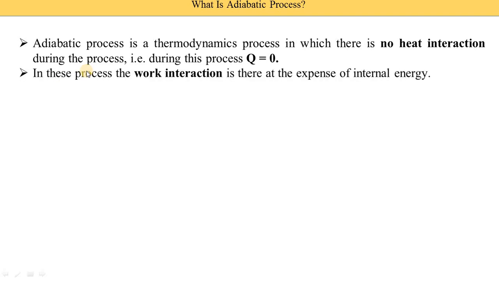In this process, the work interaction is there at the expense of internal energy. So suppose we consider a piston cylinder arrangement, and this piston moves up and down. This piston moves up and down due to the expense of internal energy, because we are not supplying any heat energy to the system.